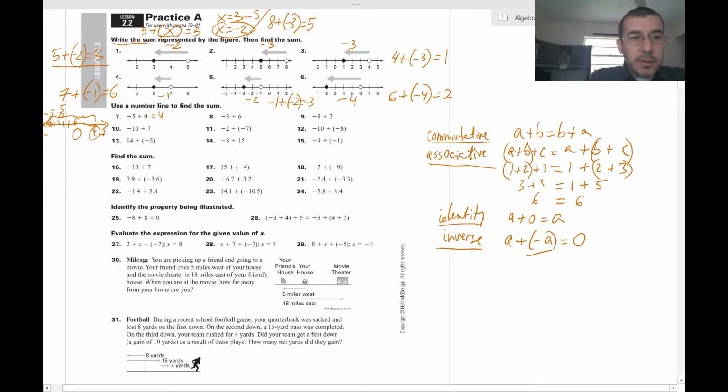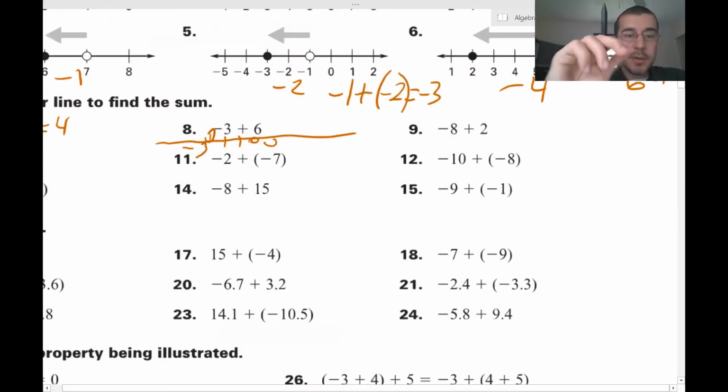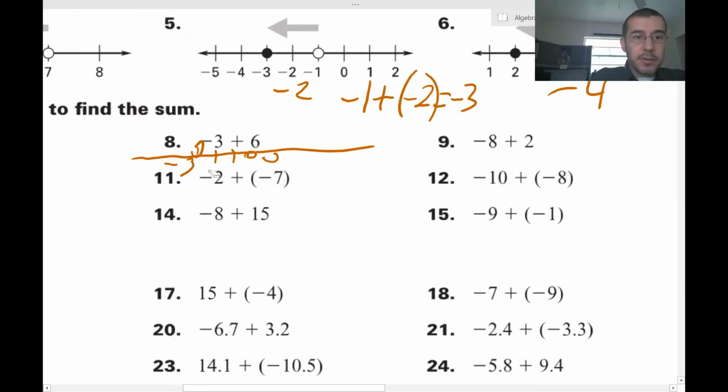Then for number 8, we start from minus 3 on the number line. So imagine the number line: this is 0, 1, 2, 3. This is minus 3 right here. Let me see if I can zoom in. Okay, let me start over.